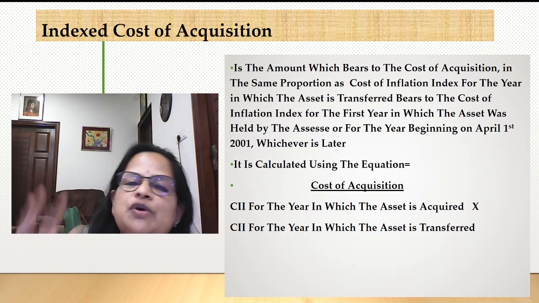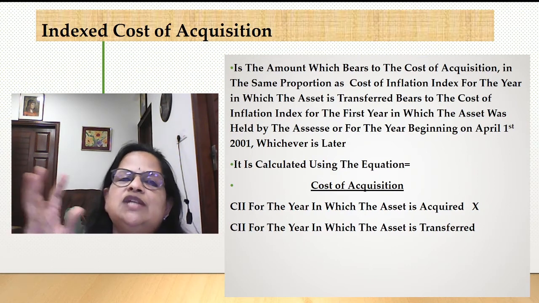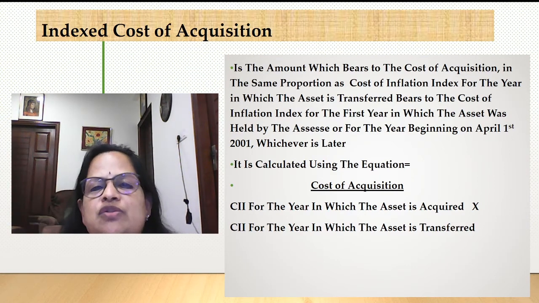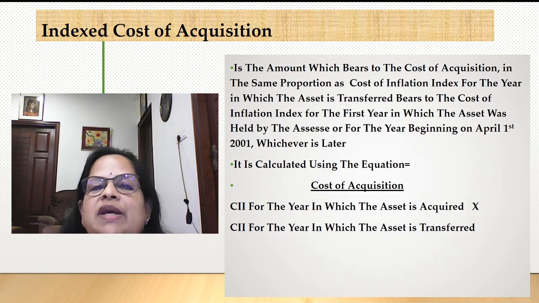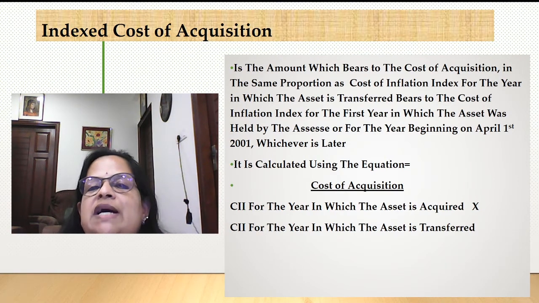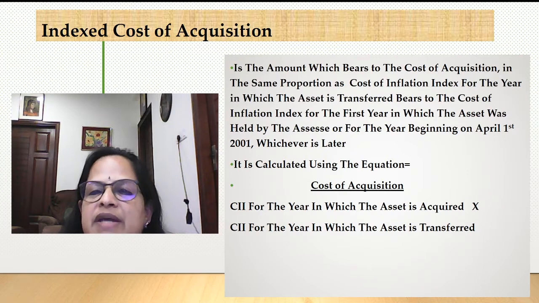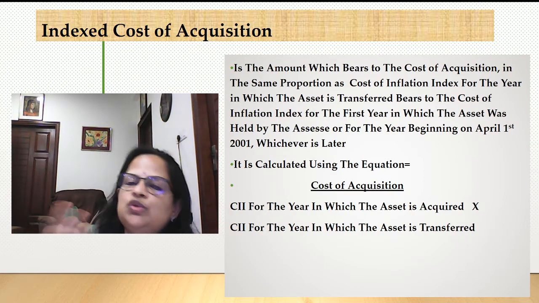So this first point, you may find it difficult, but when you do the problem, this is just the theoretical explanation. What do you mean by index cost of acquisition? It is the amount which bears to the cost of acquisition, meaning purchase price, the same proportion as the cost of inflation index for the year in which the asset is transferred bears to the cost of inflation index for the first year in which the asset was held by the assessee, or for the beginning on April 1st, 2001, whichever is later. So 2001 is the base.